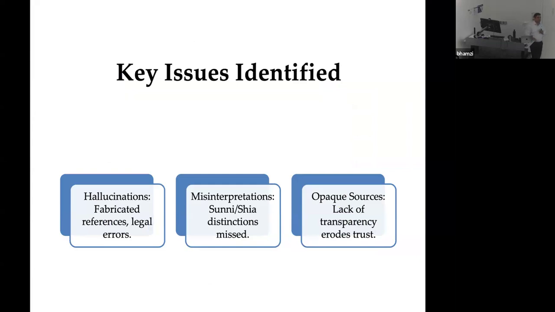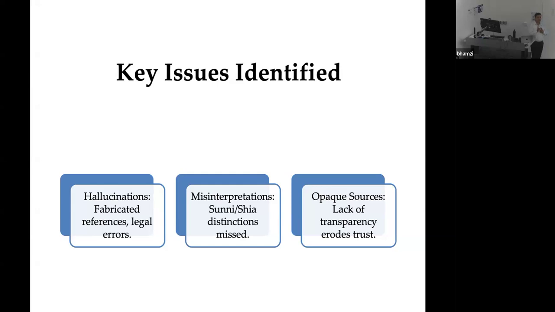What are the basic problems? First and foremost, hallucination. ChatGPT would refer to books with the names of authors which don't exist. One example is that Hamid Hassan has written a book on Islamic jurisprudence, and Hamid Khan has written a book on Islamic inheritance law. So ChatGPT would give a reference to a book written by Hamid Hassan, who actually hasn't written it. The actual book is written by Hamid Khan.